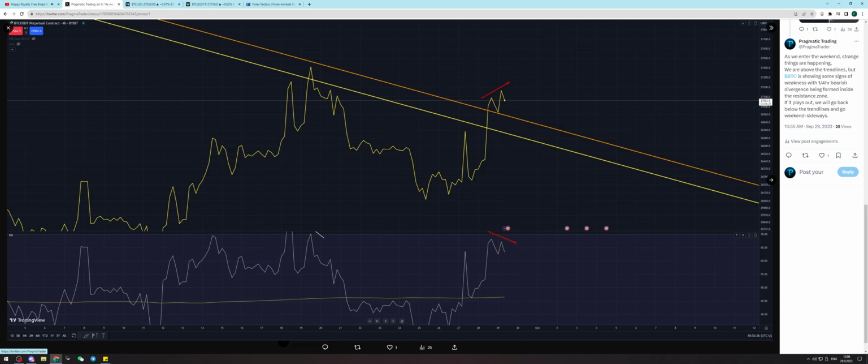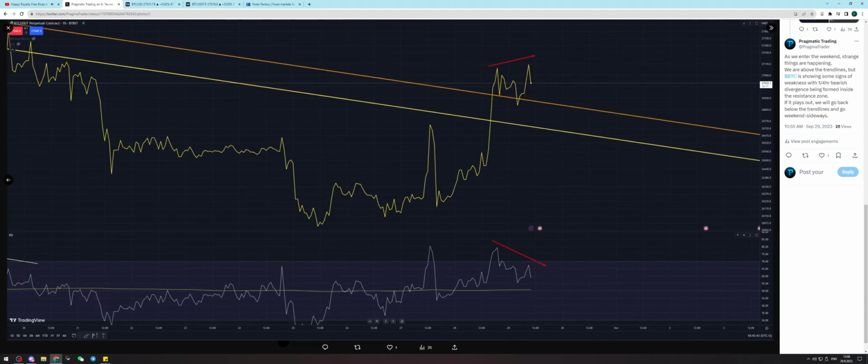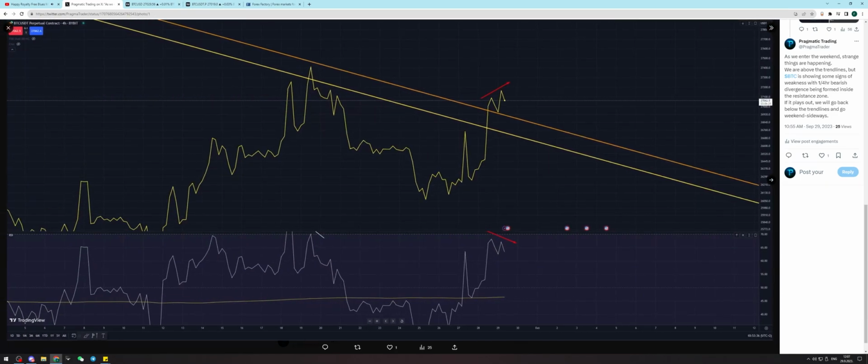That's why it's the $1 million question. If everyone knew, everyone would be millionaires by now, right? So what do we have again? And once again, we have the 4-hour and the 1-hour regular bearish divergence inside of this resistance.